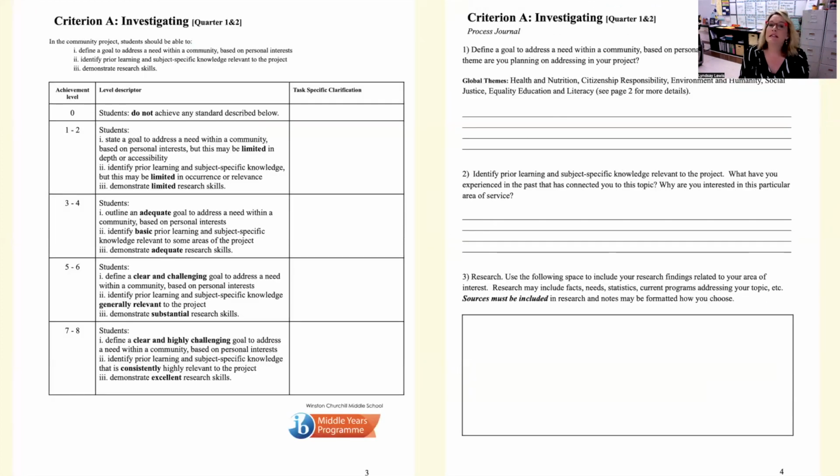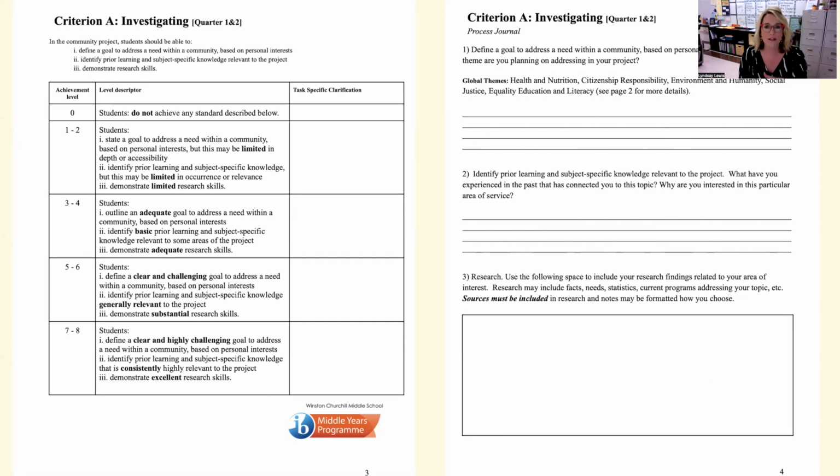So for first and second quarter, we're just getting started in first quarter, so the packet won't be officially collected by your community project coordinator until the end of second quarter. But just taking a look at the criterion A work, which is the investigating portion of the project. So you can see that there is an IB rubric attached to community project. These are rubrics specific to the community project.